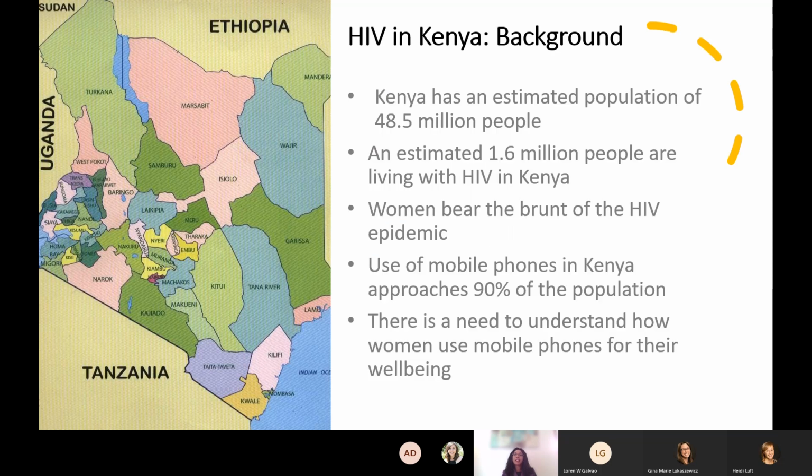So Kenya has an estimated population of 48.5 million people, and an estimated 1.6 million people are living with HIV in Kenya. Women bear the brunt of the HIV epidemic. And as use of mobile phones in Kenya is approaching 90% of the population, there is really a need to begin to understand how women utilize the cell phone for their well-being.